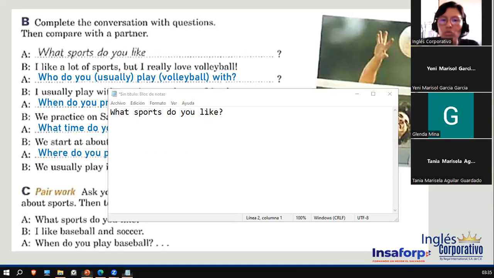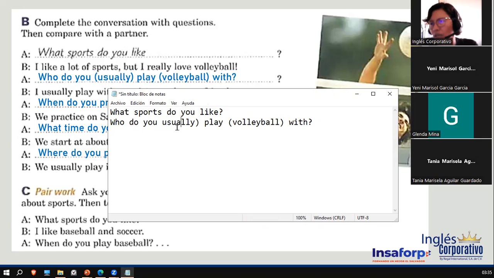Okay. Entonces, cuando queremos, pues, tener una conversación con alguien, ¿verdad? Podemos ir agregando las mismas preguntas. And who do you usually? Pueden agregar usually. Who do you usually play with? Sea lo que sea que les han dicho, ¿verdad? Who do you usually play? Ya sea play u otro verbo, ¿verdad? Or who do you usually go with, etc.